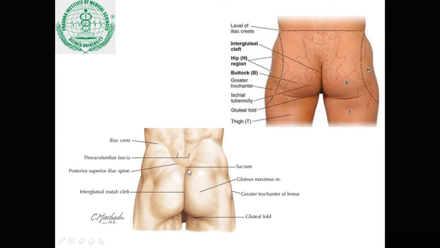Now on the posterior aspect you can see here the fold of the nates. This is the intergluteal natal cleft, and the dimple seen on the posterior aspect on either side of this natal cleft corresponds to the posterior superior iliac spine. This is located around 5 centimeters from the midline, and corresponds to the S2 level. This level is very important as the spinal meninges end here.